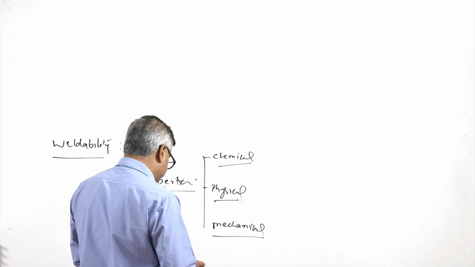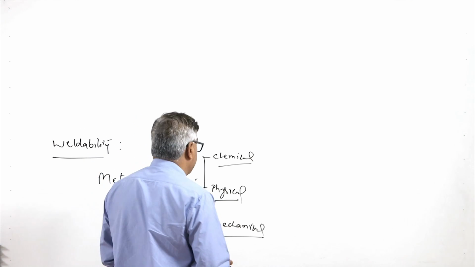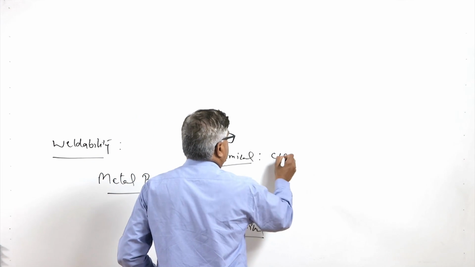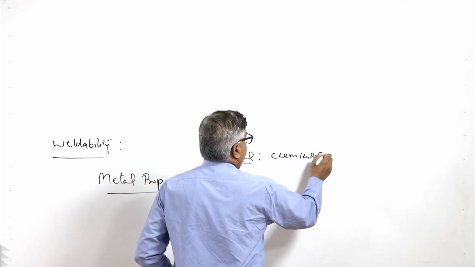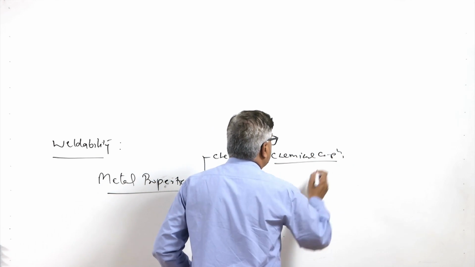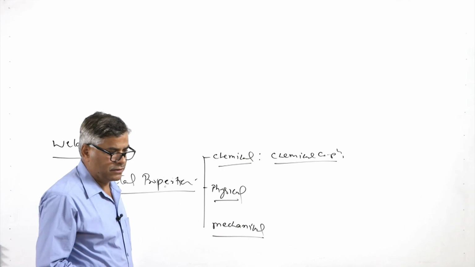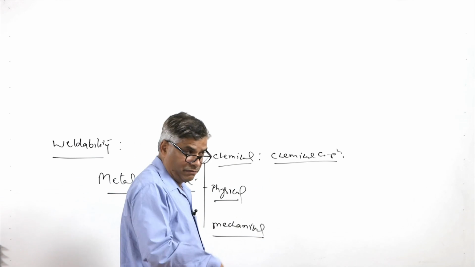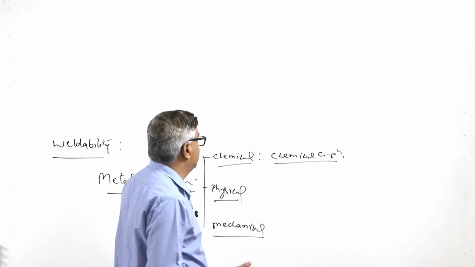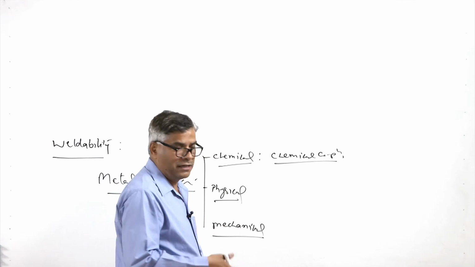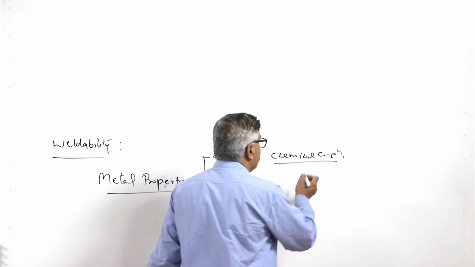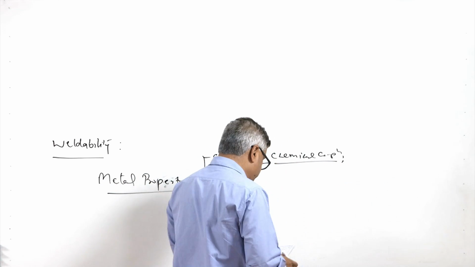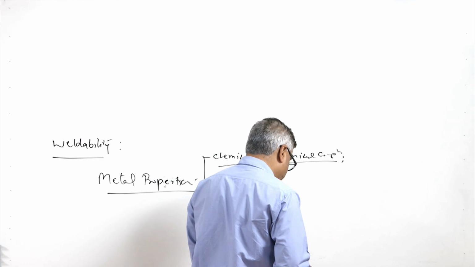For example, among the chemical properties, there is the chemical composition. Like in steel, a higher percentage of sulfur, phosphorus, lead etc. degrades the ease of welding because of increased solidification cracking tendency. Too high a carbon content in steel also adversely affects the ease of welding. So, the composition is one of the big factors affecting the ease of welding.